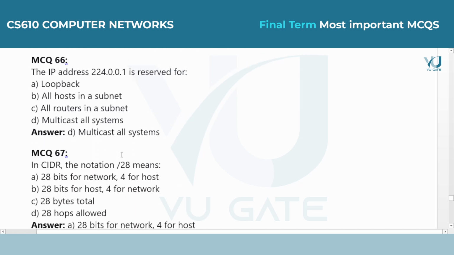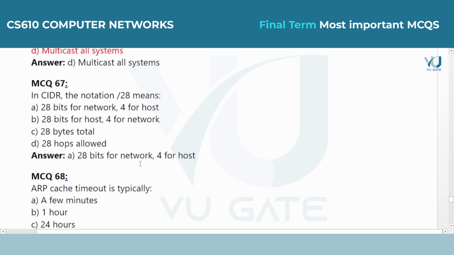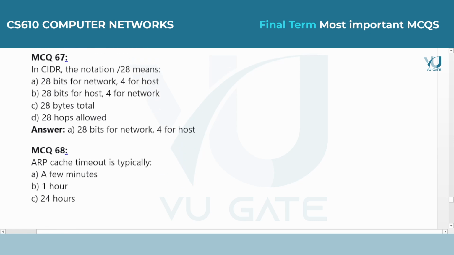MCQ 66. The IP address 224.0.0.1 is reserved for? Answer: D. Multicast all systems. Concept: this is a well-known multicast address used to send a single packet to every system on a local network segment.